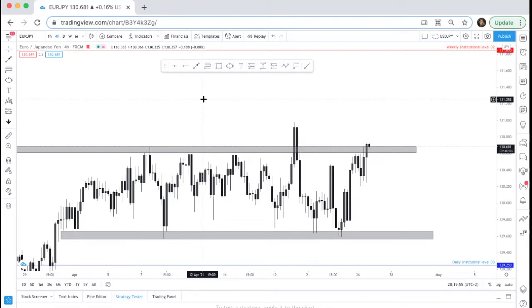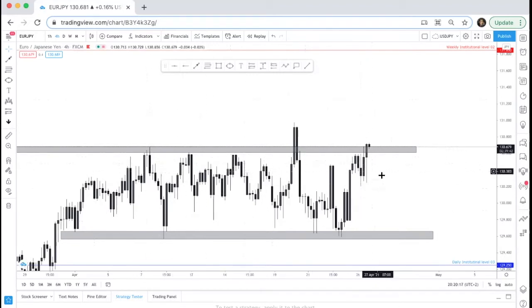Right now, I'm on EUR JPY, and as you can see, guys, we have been in consolidation for the longest time for the last month. Right now, the previous 4-hour candle did make a nice bullish closure with a very big bullish wick, closing above that high over there.